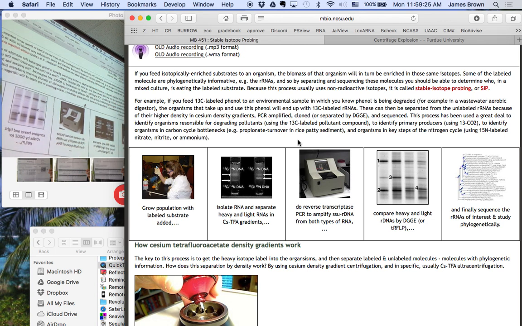So this is how the actual process works. You grow the organism with your heavy isotope labeled substrate. How long you grow it is a thing you have to test experimentally, because if you don't do it long enough, then not enough of the label is in the molecules you want. If you grow it too long, if it's a mixed population, that C13 starts to make its way through the food chain and other stuff gets labeled.